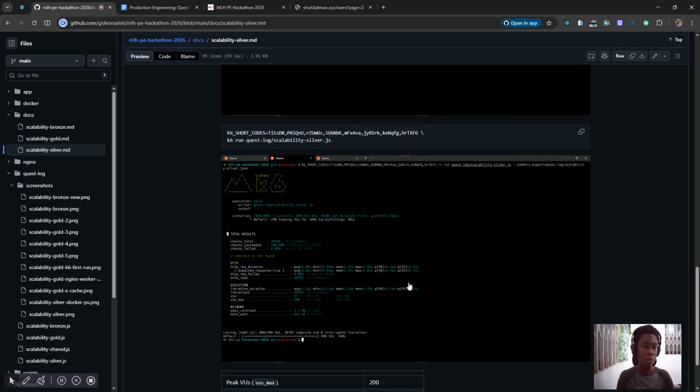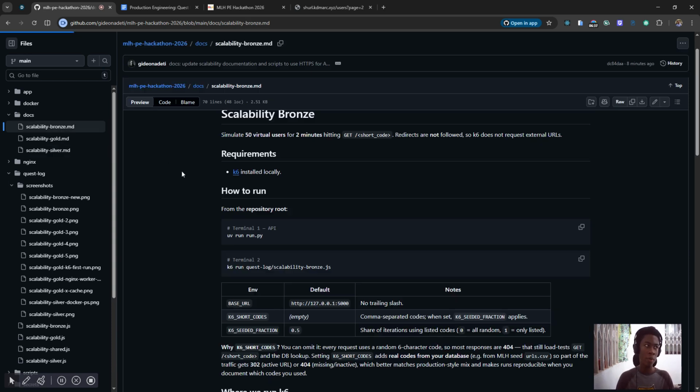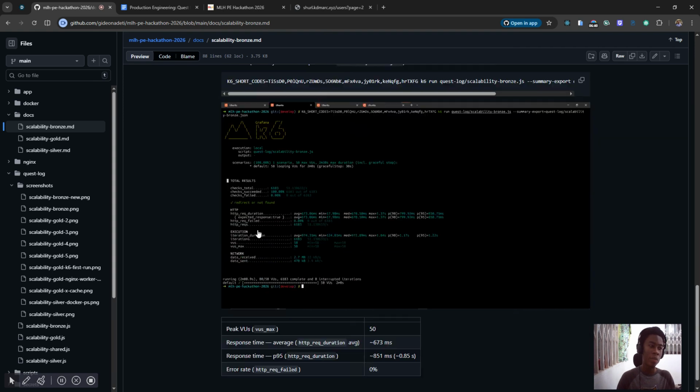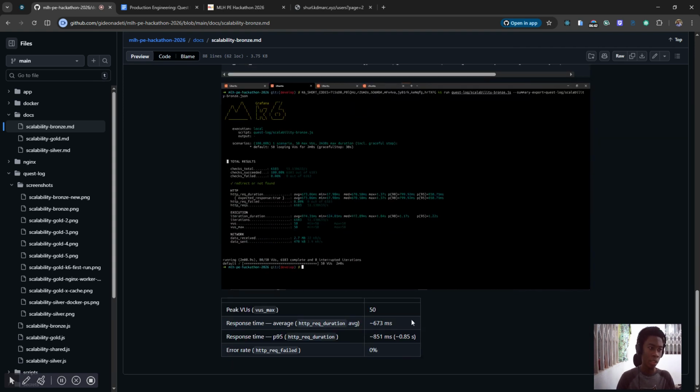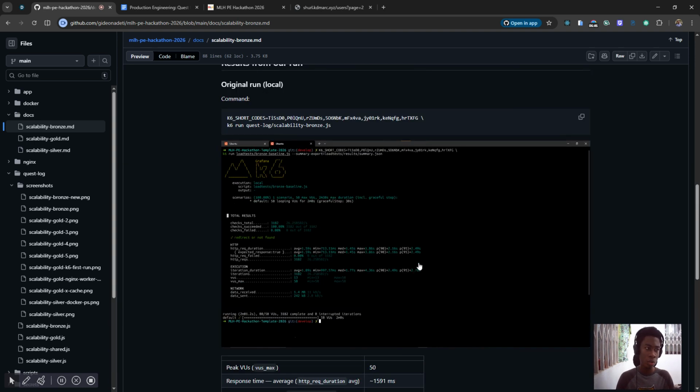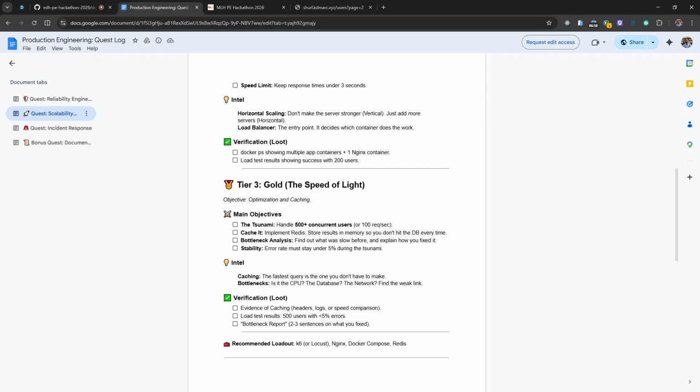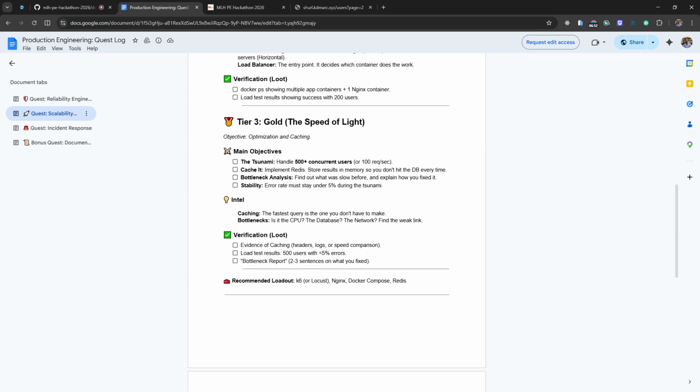Realizing that the results were due to my low end machine, I went back to the bronze test and ran it, and I had better results, which was a latency of 0.85 seconds compared to the previous 2.49 seconds. After completing the silver tier, I moved on to the gold tier.